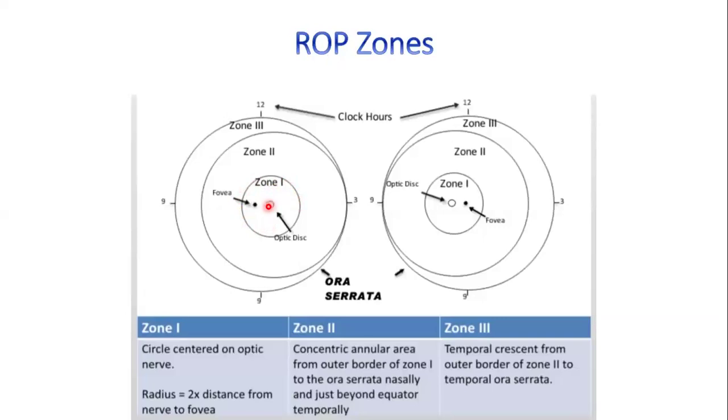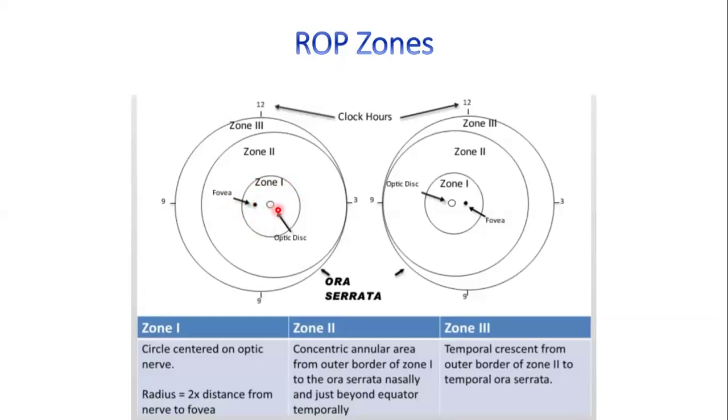So from the disc to the fovea, that is half the distance. Then from the fovea to the border of zone 1, that is the other half. And same thing on the nasal side. So that is zone 1. A circle centered on the optic disc, optic nerve, with radius equal to twice the distance from the nerve to the fovea.